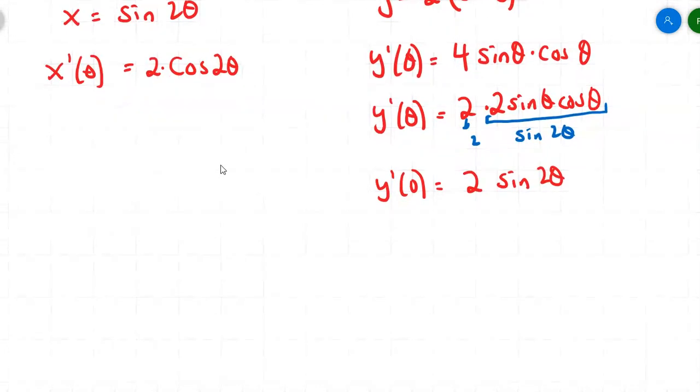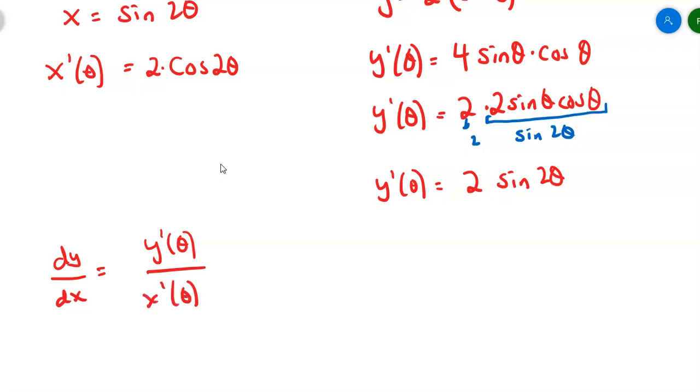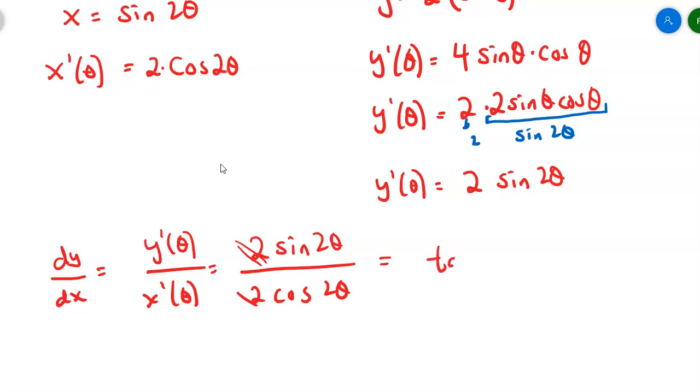Now we're ready to assemble this together. So dy dx, how the y's change with respect to x on the graph, is going to be y prime of theta divided by x prime of theta. So the y prime is 2 sine 2 theta. The x prime is 2 cosine 2 theta. And look how nice that is. The 2's go away. And then sine 2 theta over cosine 2 theta, well, sine over cosine is just tan. That's an expression for the derivative in terms of theta.